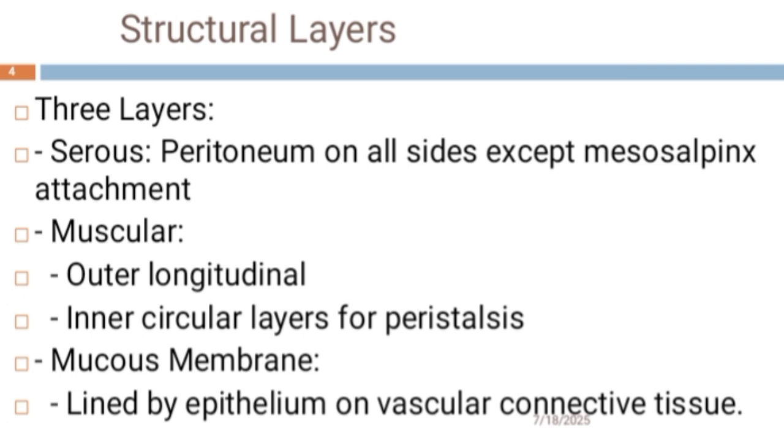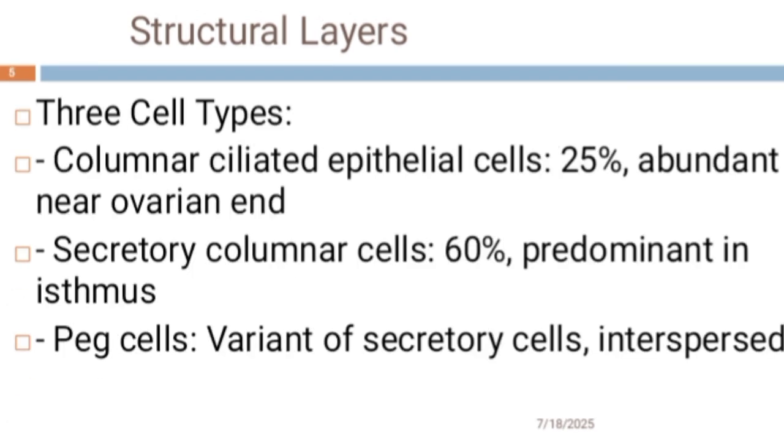Finally, the mucous membrane, lined with epithelium on a vascular connective tissue reticulum, is thrown into longitudinal folds. It has 3 cell types: columnar ciliated epithelial cells, most abundant near the ovarian end, making up 25% of mucosal cells, beating to guide the ovum. Secretory columnar cells, predominant in the isthmic segment, comprising 60% of epithelial cells, producing nourishing secretions, and PEG cells, a variant of secretory cells interspersed between them. These layers create an environment optimized for reproduction.